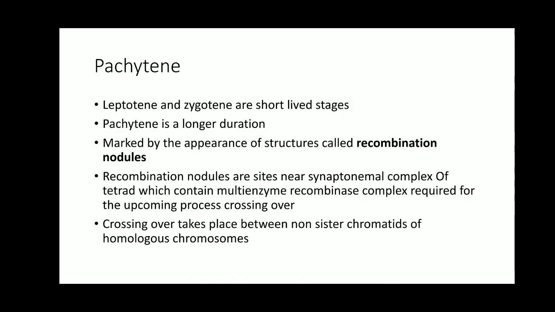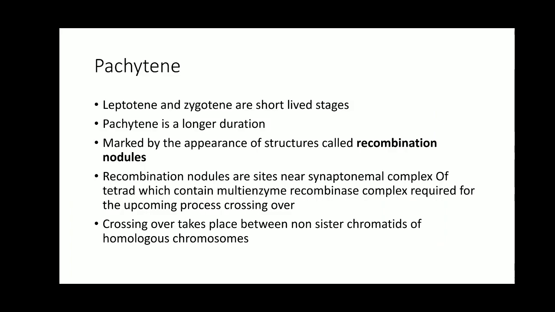Now the cell enters the next stage, the Pachytene stage. This stage is marked by the appearance of structures called recombination nodules, and it is of longer duration when compared with the Zygotene and Diplotene stages. In this stage the tetrads are visible much more clearly. In the previous stage the homologous chromosomes appear as bivalents, whereas in the Pachytene stage they appear as tetrads.